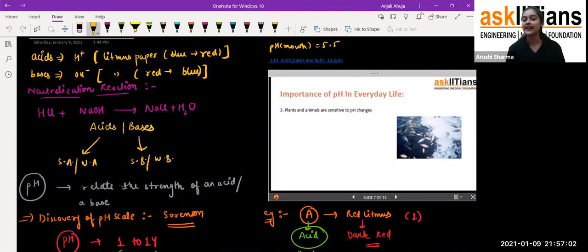Okay. So, the third point is plants and animals are sensitive to pH change.